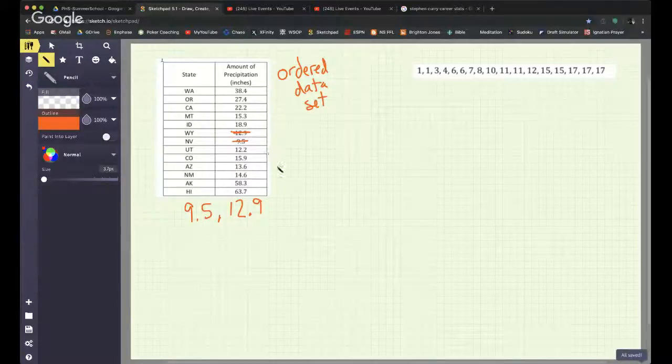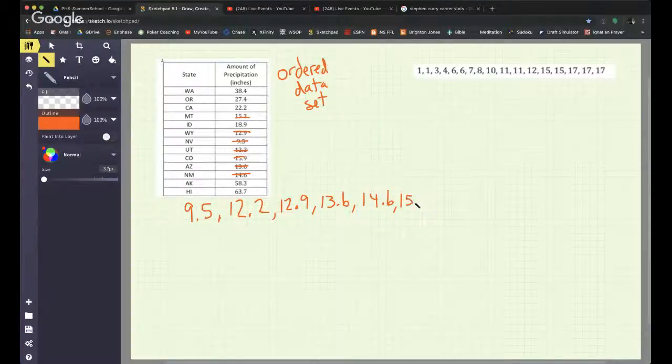I'm taking the, well, that's not 12.9. It's 12.2 would be the next lowest one. So this should be 12.2, then 12.9. Then let's see, then we have 13.6. Just go ahead and fast forward if this is way too boring, and you'll get to the end. 14.6, 15.3, and 15.9.